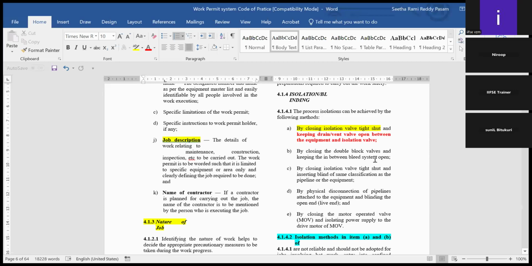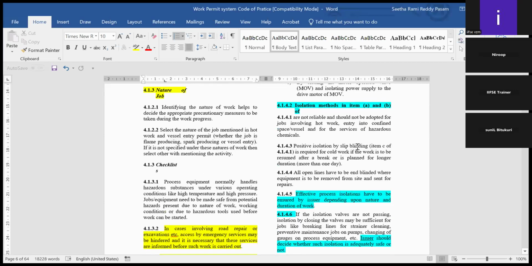By closing the double block valves and also keeping the bleed system between them open. So there will be double block valves on the pipeline, and in between we'll also have a bleed, so that there is a provision for taking out the fluids which are there between the valves, so that we can completely take out the material or chemical within the valves. Okay, this is about the isolation procedure.